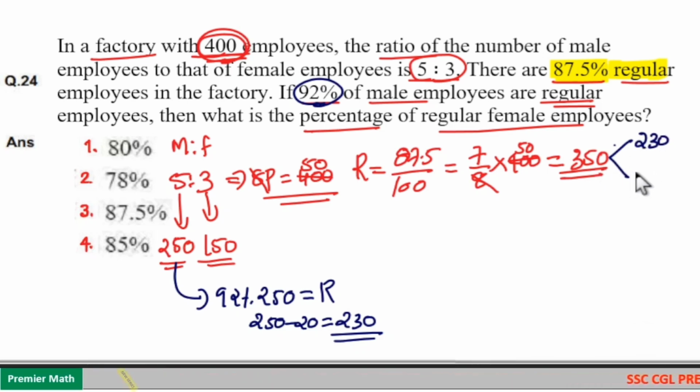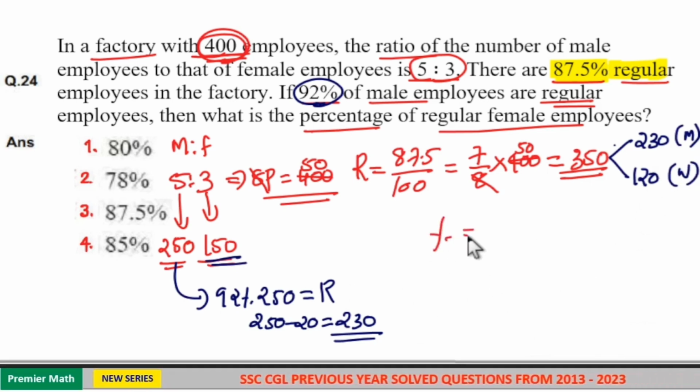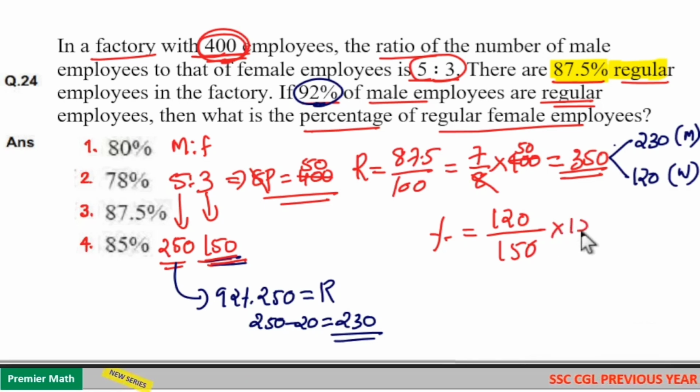Then remaining is 120 for women. So this is men and this is women. Now we need the percentage of regular employees for women. Here percentage is equal to 120 out of total women, which is 150, into 100.